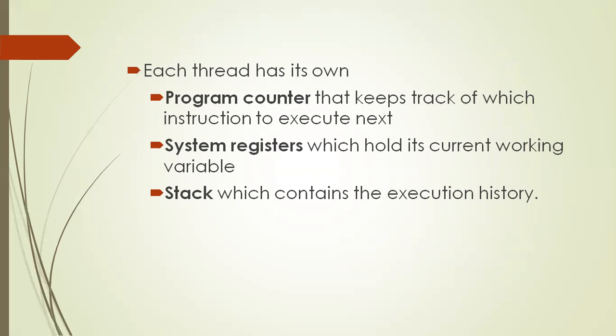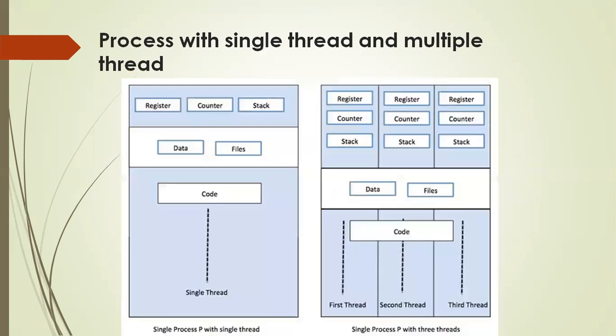Suppose the execution of an instruction takes three variables A, B, C, etc. Then all the values of A, B, C are stored in the system register, and the stack contains the execution history. It stores the information about which instruction was executed first, which instruction was executed last, etc. All this information about the execution process is available in the stack.